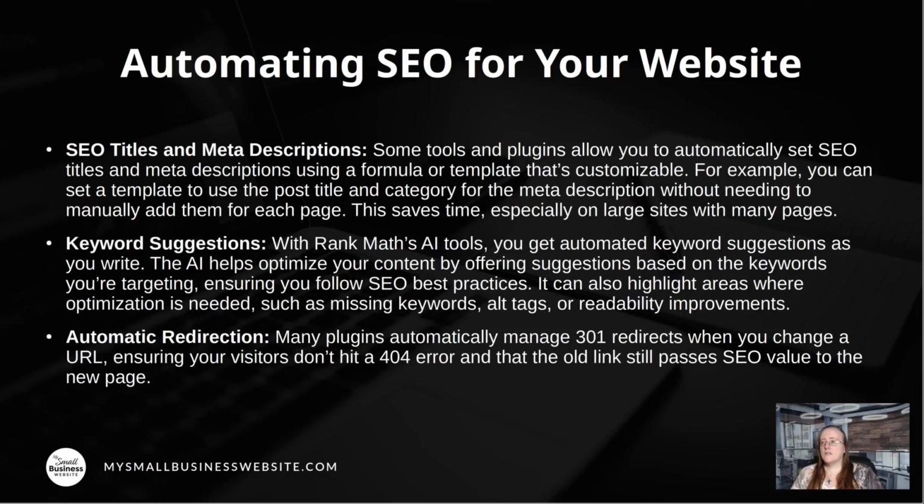Keyword suggestions. So Rank Math is particularly good with this. It's got some AI powered tools to give you some keyword suggestions, and it can help offer other keywords based on what you're targeting. It can do a lot of different things, help you follow best practices. It can tell you what optimization things are needed, what you're missing, where to put tags for your images, like the alt tags.